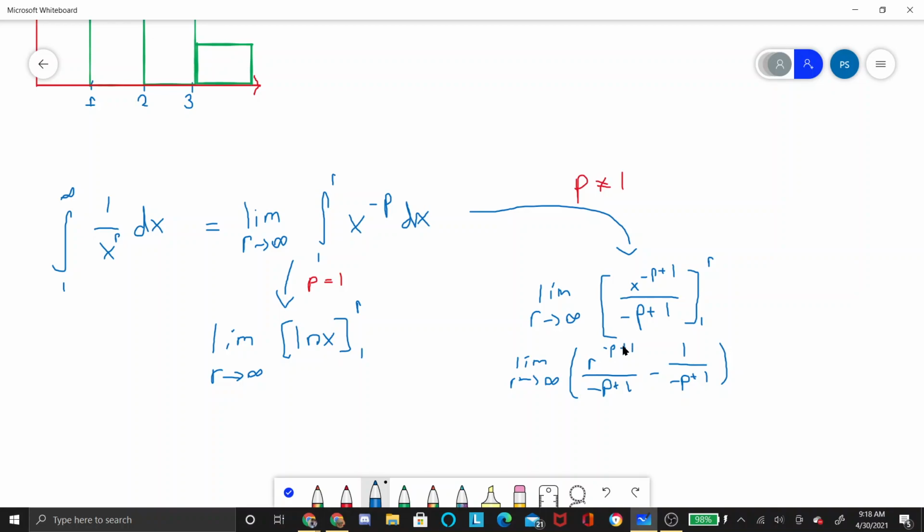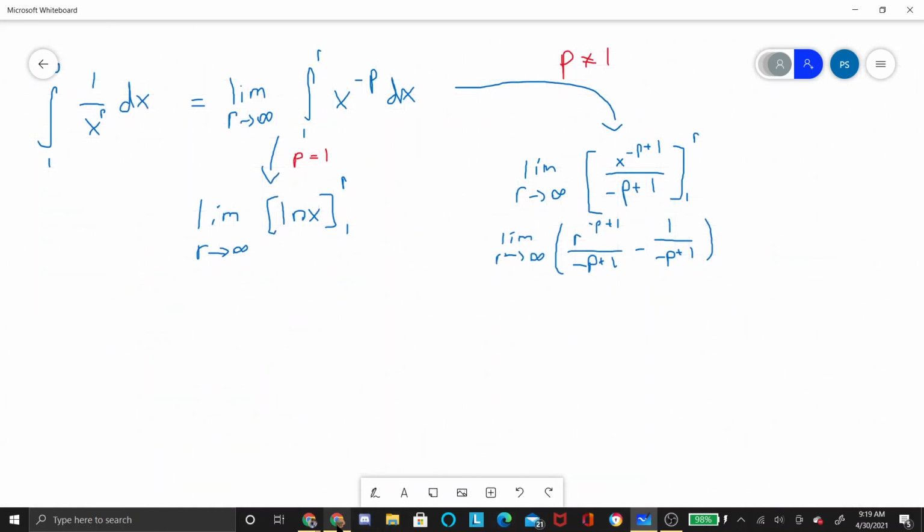So as this reaches infinity, when will this be just a number as well? If this is just a number, then we'll be fine. This whole thing will be convergent. But if this r to the negative p plus 1 is not just a number, it's just infinity, then this whole thing will also be divergent. So now we can move down a little bit and just simplify what we're looking at. We're just going to be looking at the limit as r approaches infinity of r to the negative p plus 1.